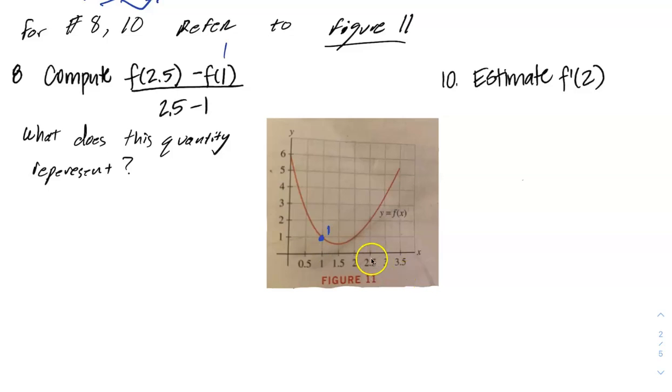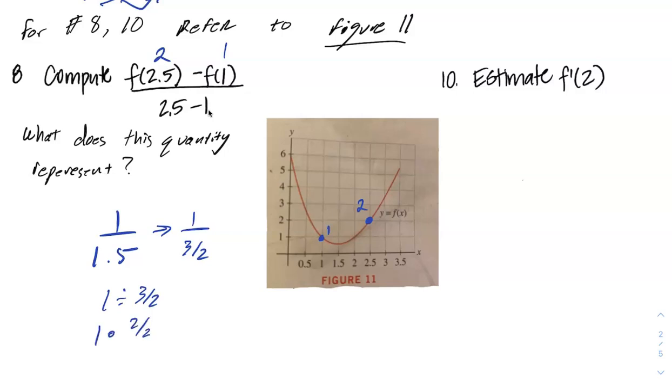Here's 2.5. Go up to there. Looks like we get about 2. So we want to compute that to be 2 minus 1, which is 1, over 2.5 minus 1, which is 1.5. So 1 over 3 halves. So that's 1 divided by 3 halves, which is just 1 times the reciprocal. So 2/3.